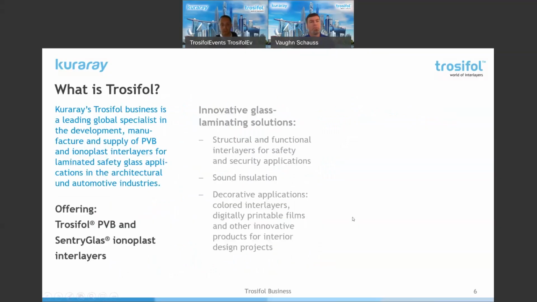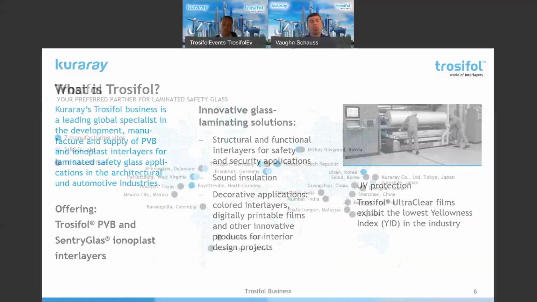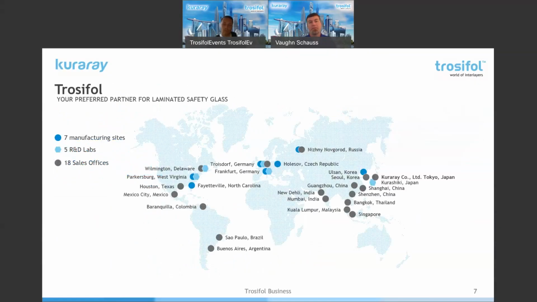So what is Trosifol? Trosifol is Kuraray's business that is specializing in PVB film and Centriglass films for the laminated safety glass market. We offer these interlayers for structural, acoustics, decorative, even UV protection. With seven manufacturing sites, 5 R&D labs, and 18 sales offices worldwide, we are positioned very well to service any of your needs.